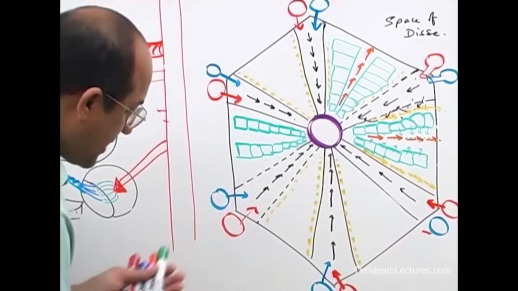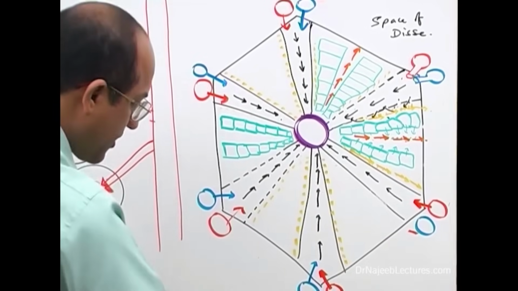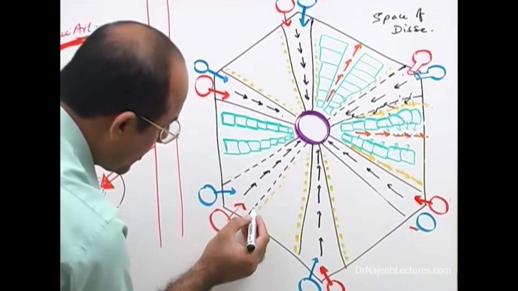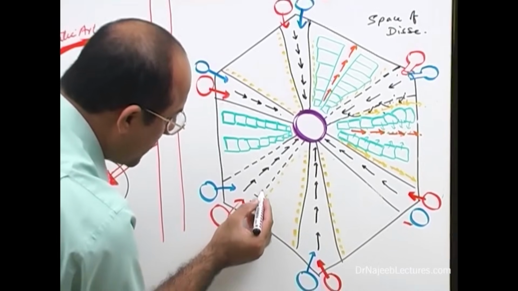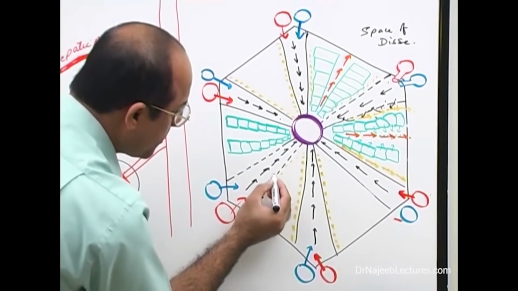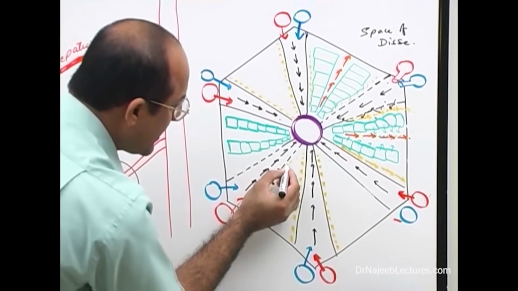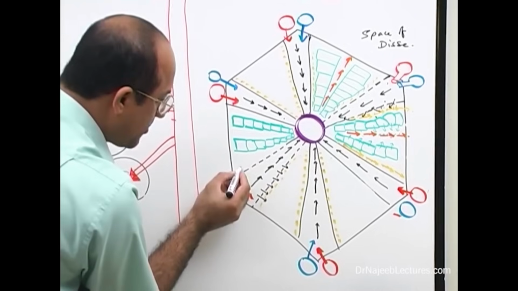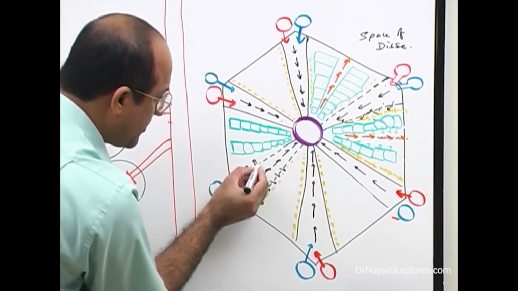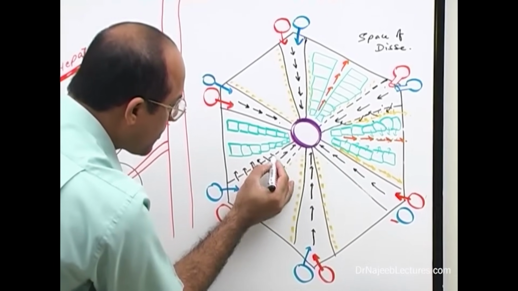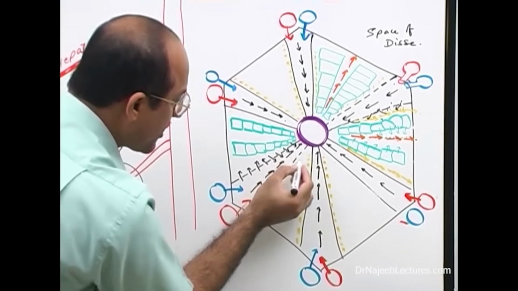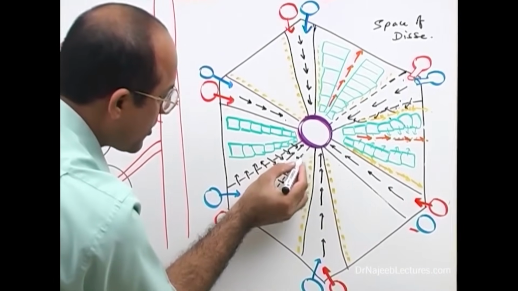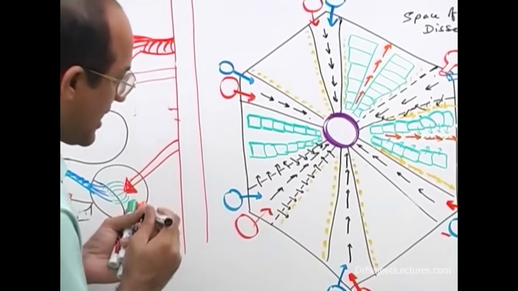Now, what is happening? That plasma will come out from here. Is that right? And to which space is plasma coming? Space of Disse. And then after having some exchanges with the hepatocytes, plasma coming out into the space of Disse, then it will go back. Is that right? No problem in understanding this?